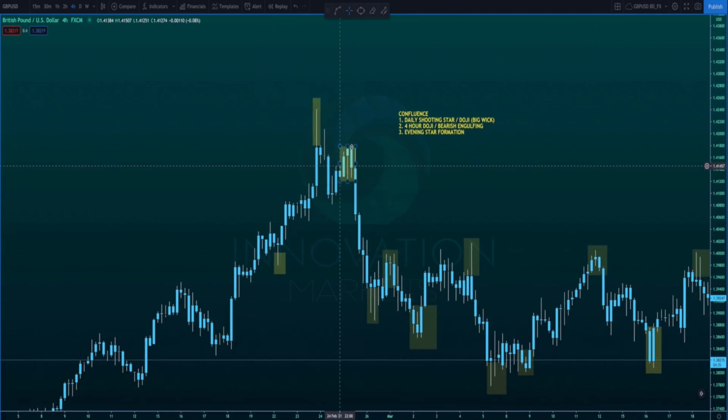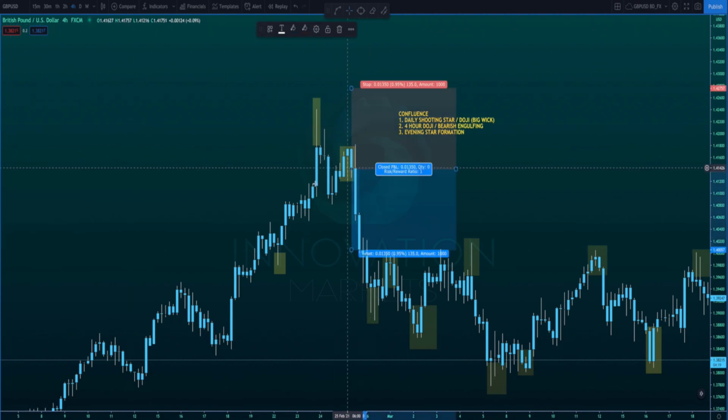So here we can see 1, 2, 3. That's the evening star formation. So from there, minimum what you really want is three confluences to take a trade. So here, depending on your risk appetite, you could say, okay, there's enough for me. I've got a big wick up to the upside, push down. It's a bit sloppy here, but a bit of an evening star formation, how it's whipped back down, but not really. But we've got a second wick here.